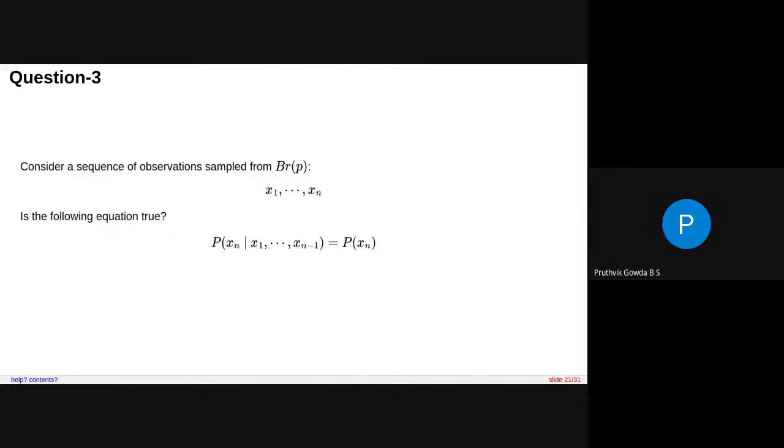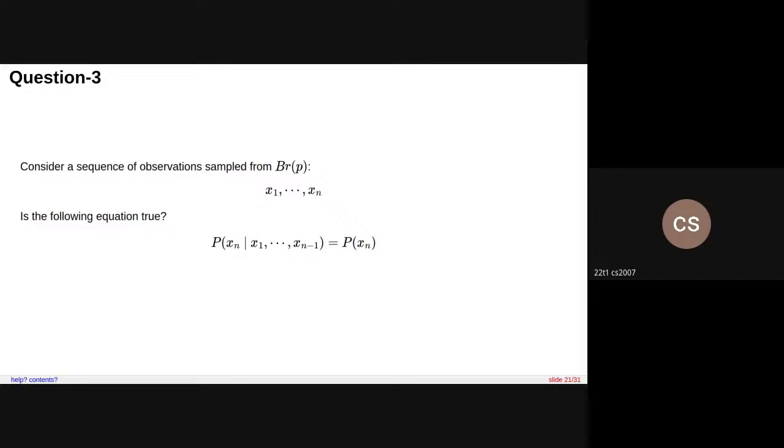Like P of xn is independent of all. It's the same for all xi. Yes, it's the same. Okay, right. So this is essentially the same as the previous one. And all that we are saying is that it is independent of everything that came before it, right? The last observation is independent of all the other things that came before it.